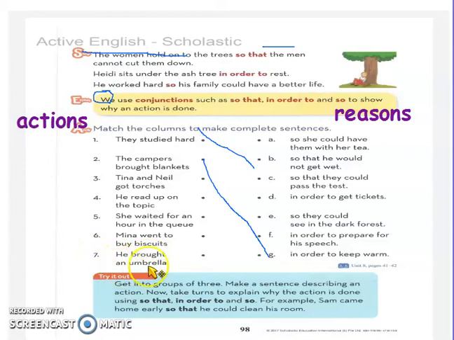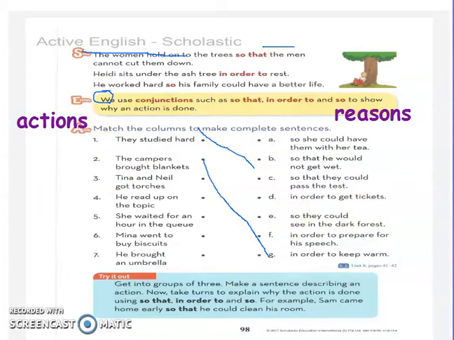He brought an umbrella with B, so that he would not get wet. So number 7 with B. Please, my students, match each action with the suitable reason.